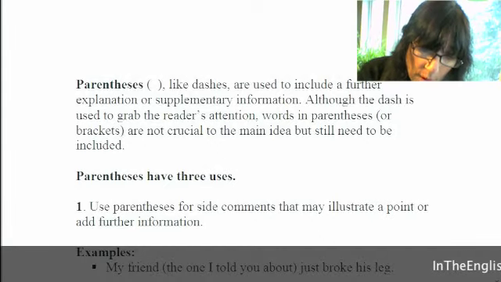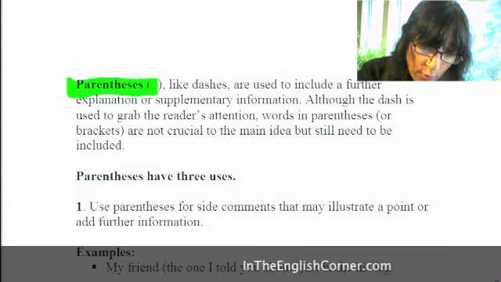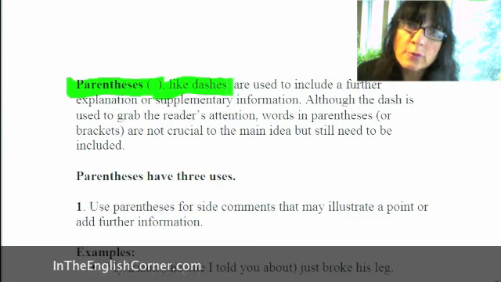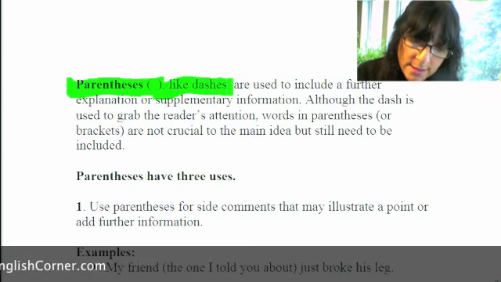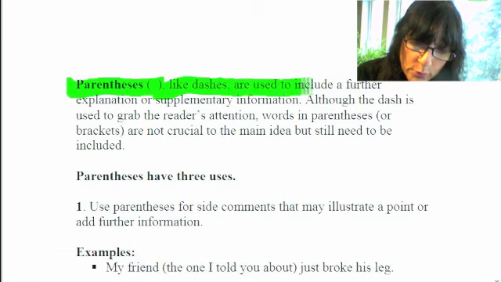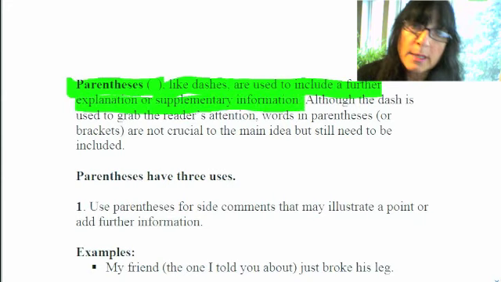Hello. In this lesson, I would like to discuss the use of the piece of punctuation called parentheses, which is also known as brackets. So if you take a look with me, parentheses, which are formed as brackets, like the dash, which is another piece of punctuation that is discussed in one of my videos, are used to include a further explanation or supplementary information.